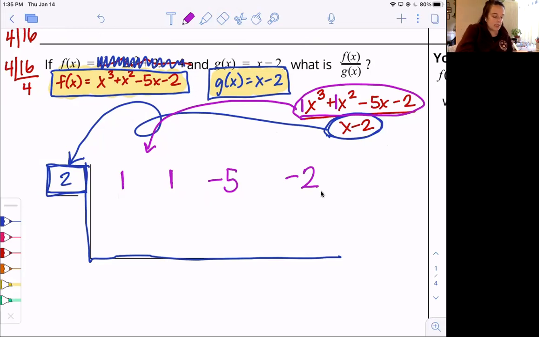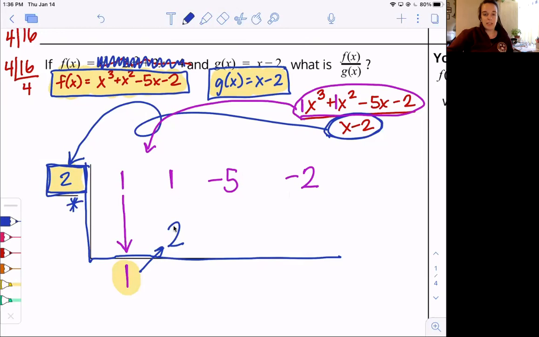The next thing that we're going to do is take the 1 and pull it straight down. So that first number always just goes as the first number on the bottom. So 1 goes straight down. Now we're going to take this 1 and multiply it times this number, the box number up here. So 1 times 2 would be 2. And I'm going to put that number right here, +2. So 1 times 2 is 2, and it goes up. So we go down, multiply, up.